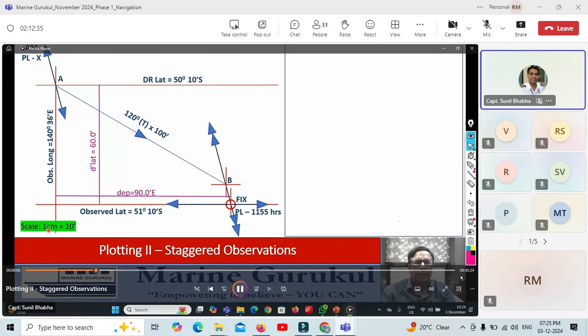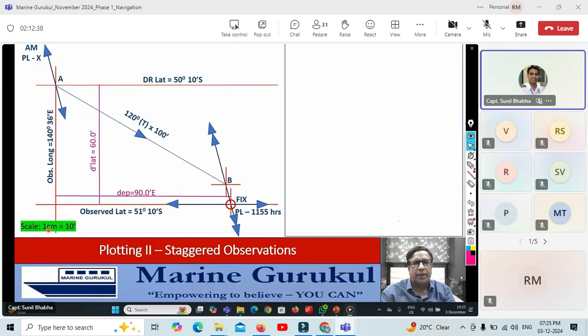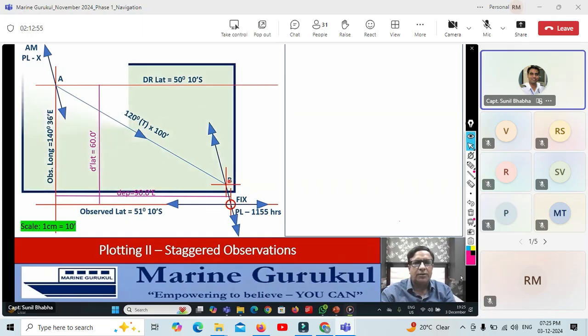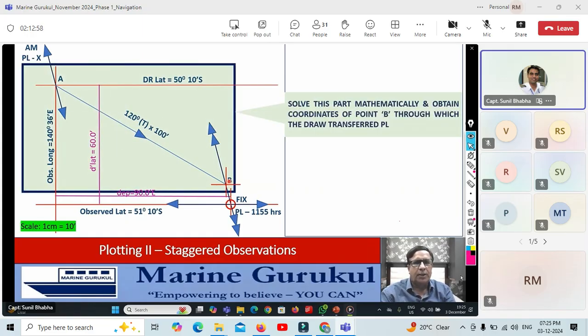Here it is. By reducing the scope of actual plotting and maybe performing part of the question numerically or mathematically on the answer sheet, what do we need here? We actually need to know the coordinates of point B through which the first PL has been transferred. So we could consider solving this part of the question mathematically by plane and parallel sailing so that we can get the coordinates of point B. Once we get the coordinates of point B mathematically, which means we get a point through which to draw the transferred PL, the direction of the transferred PL shall be the same as the direction of its PL in the morning.